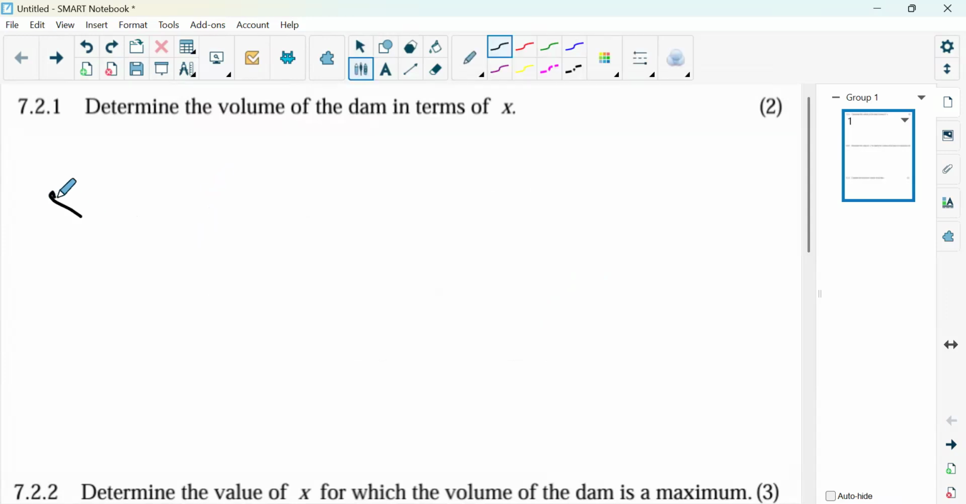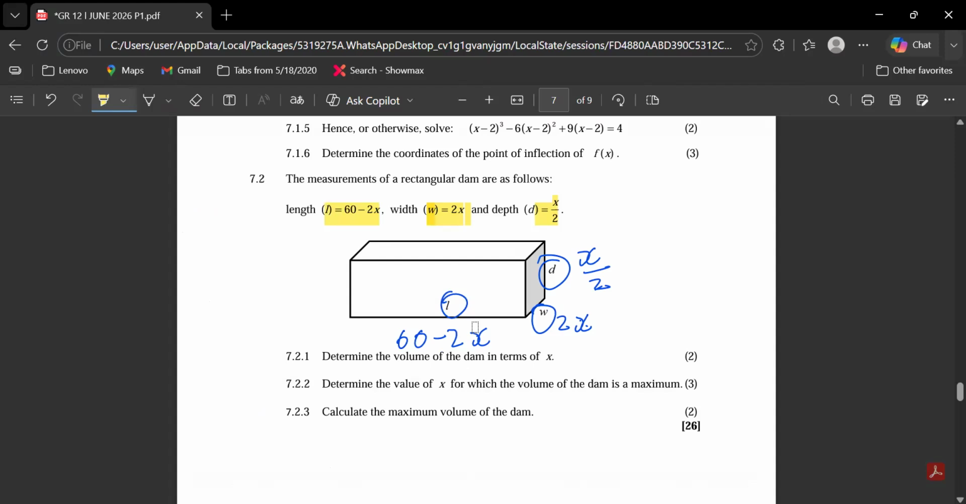7.2.1 says: Determine the volume of the dam in terms of x. Guys, these formulas are not going to be provided in the information sheet. You should remember that a dam is going to be a rectangular prism. To calculate the volume of any rectangular prism, you need the 3 dimensions they gave you: the length, the width, and the depth.